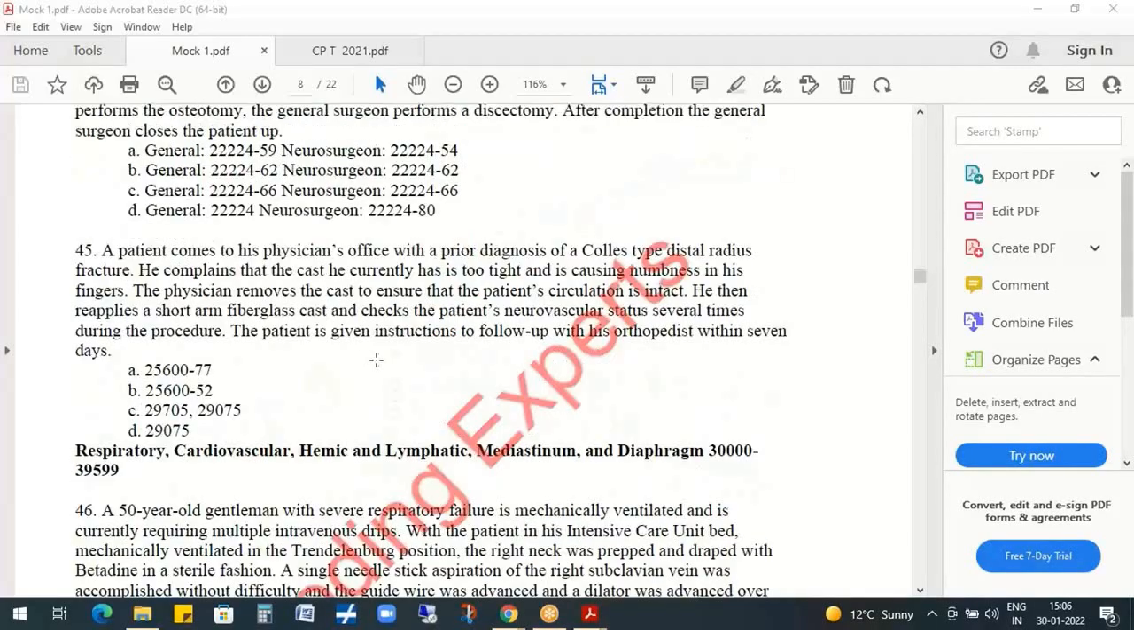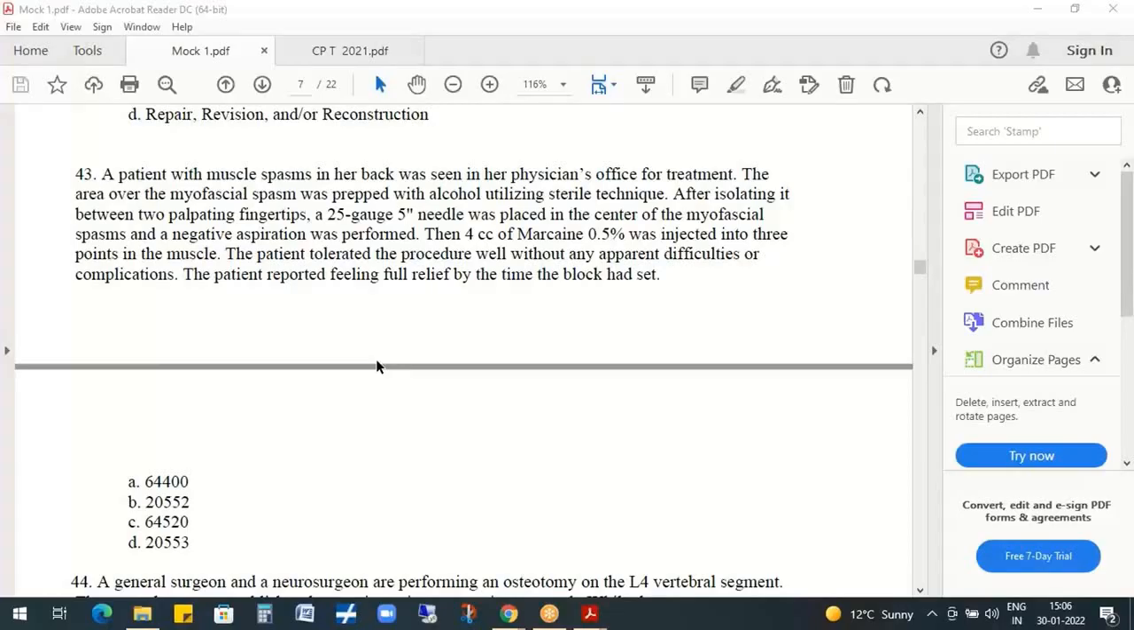Sir, in question 43, injected into 3 points in the muscle. But the answer was 20553, sir. Three muscles. Single or multiple trigger points, 3 or more muscles. Only one muscle here, right? Only one muscle is in the scenario. Yes, sir. 20552. You can correct it as B.